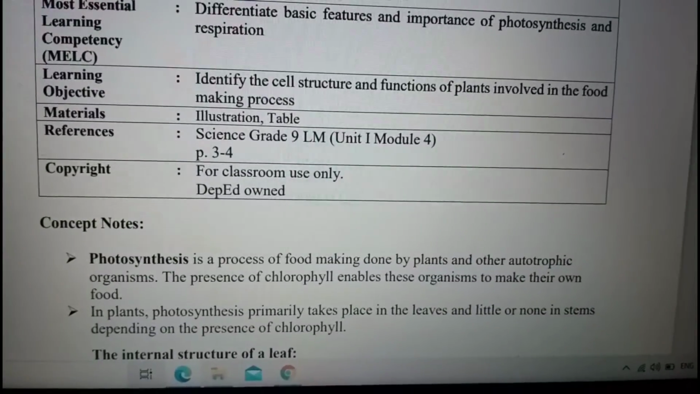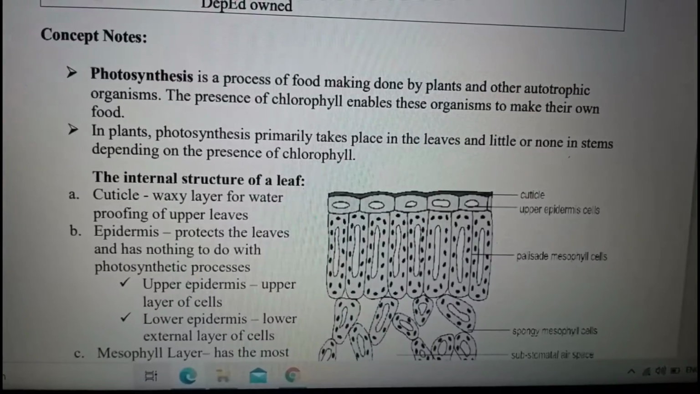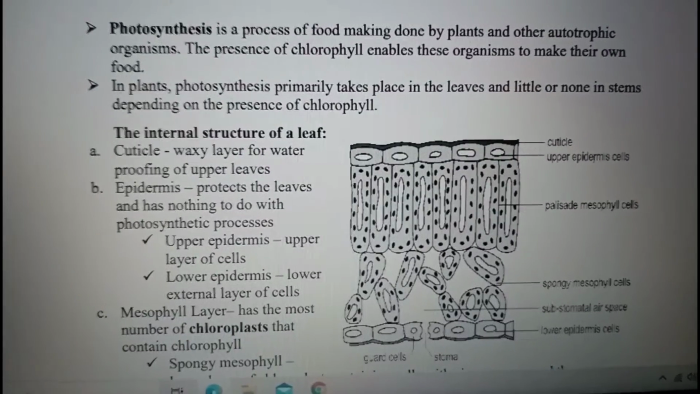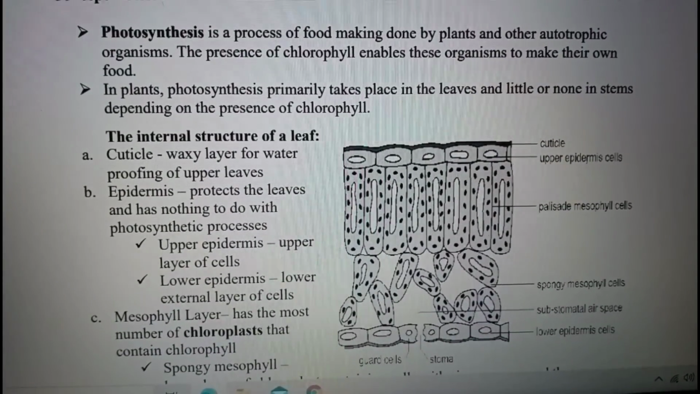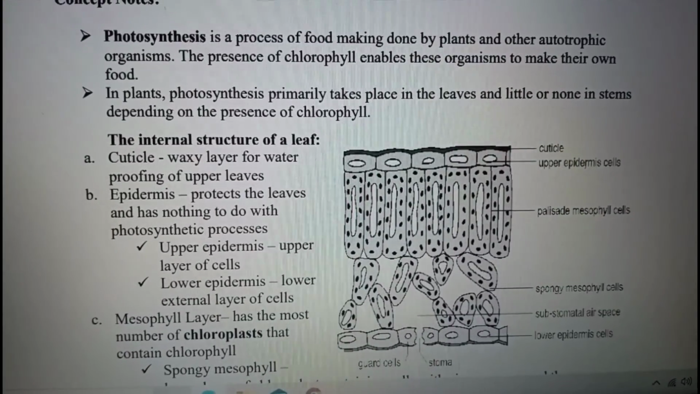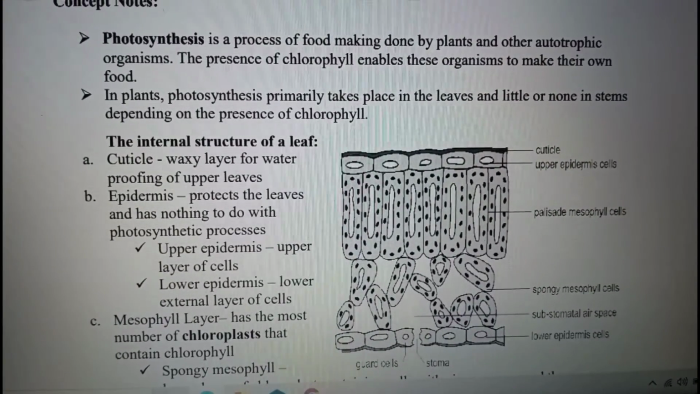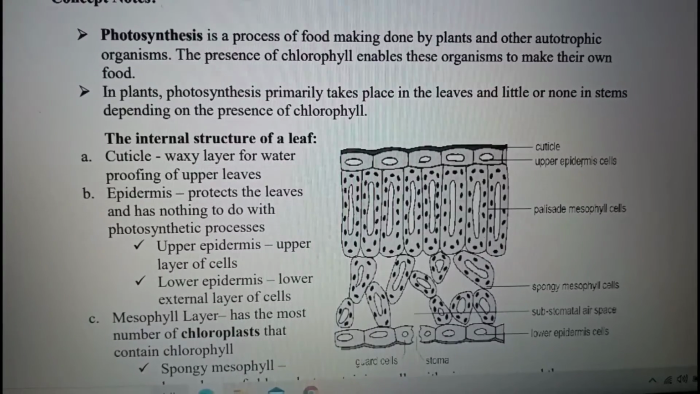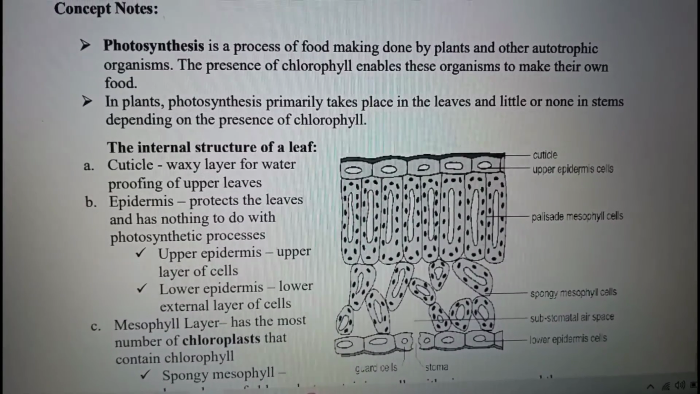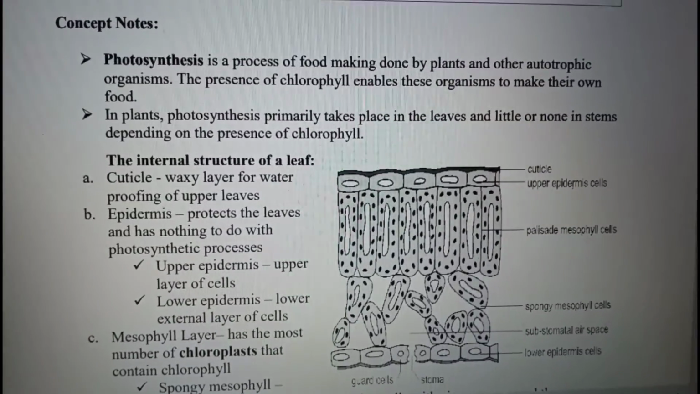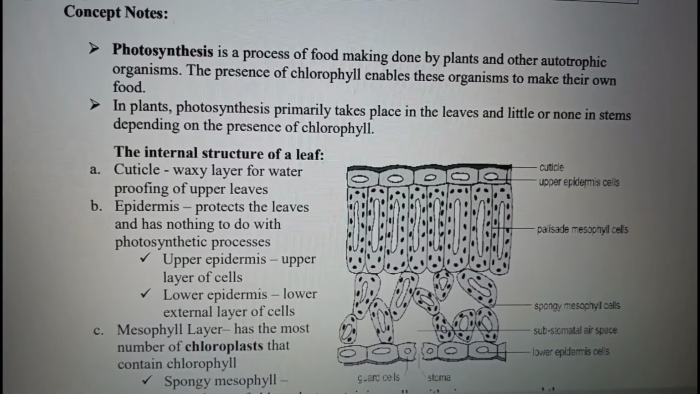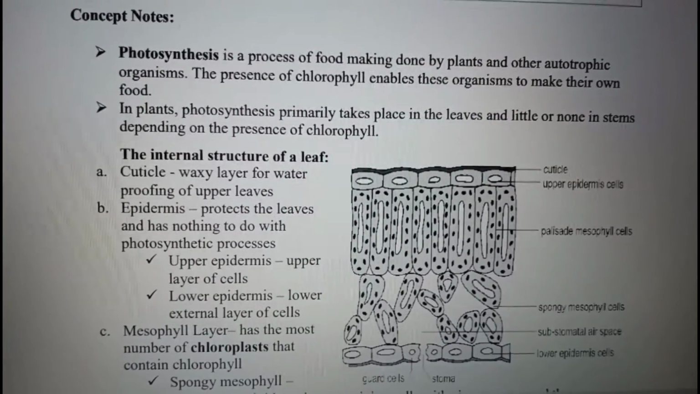Okay? So what is photosynthesis? Let us define photosynthesis. Photosynthesis is a process of food making done by the plants and other autotrophic organisms. The presence of chlorophyll enables these organisms to make their own food. So photosynthesis again is the process of making food by the plants.